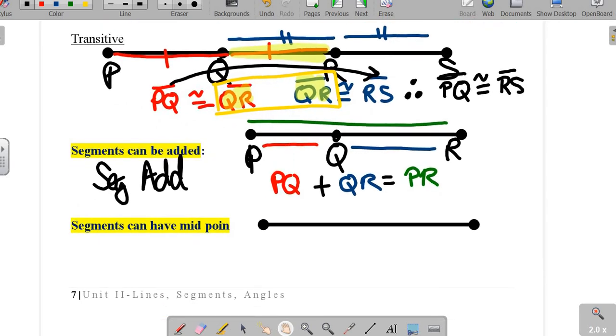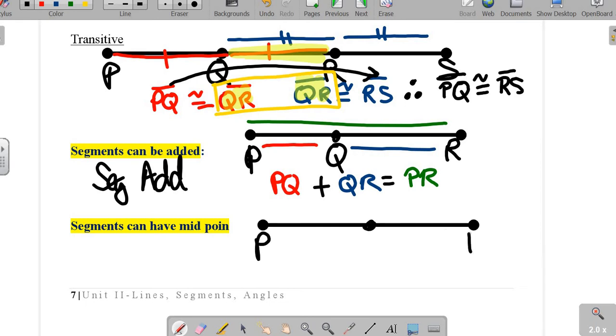Still in your reference booklet, segments can have a midpoint. So if I say P and R and I claim Q's the midpoint, notice the hatch marks. That's my sound effect for hatch marks. This is true. PQ, the segment, must therefore be congruent to QR if Q is a midpoint.